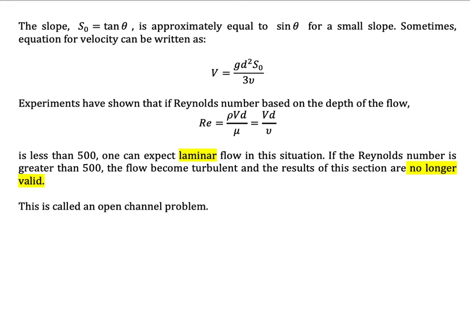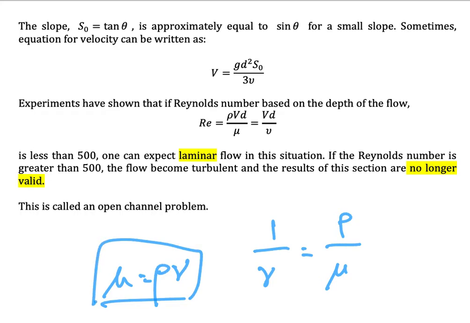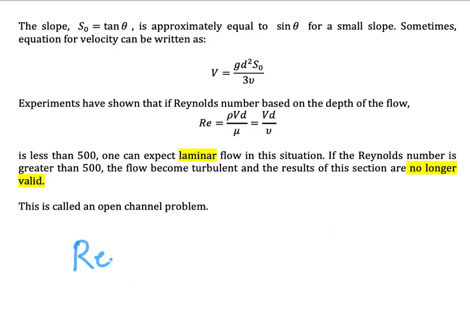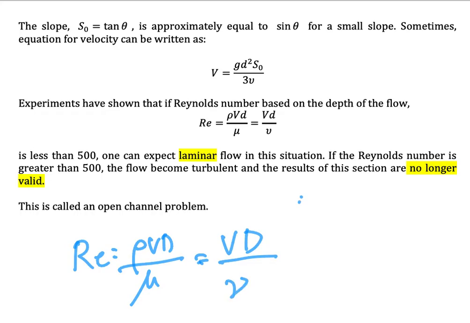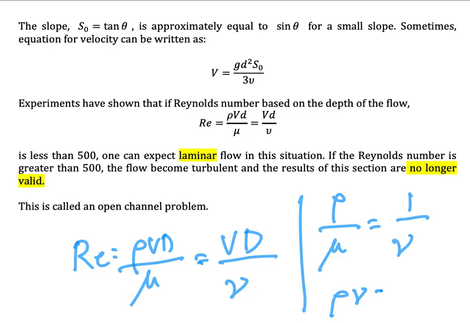The relation of that one is actually 1 over nu is equal to rho over mu, meaning that mu is equal to rho nu. I'm sorry. The simple way is you can see from the Reynolds number equation. Let's say the Reynolds number is written as rho Vd over mu, and sometimes it's written as Vd over nu. So from here we can conclude that rho over mu is equal to 1 over nu, meaning that rho nu is equal to mu. I was just confused just now.